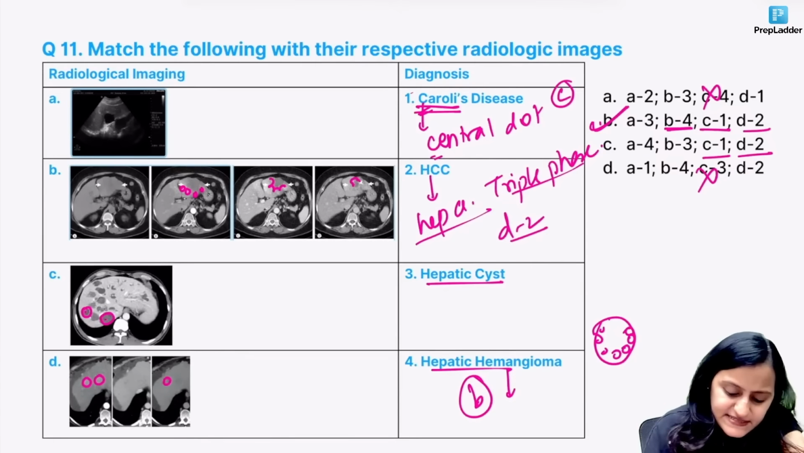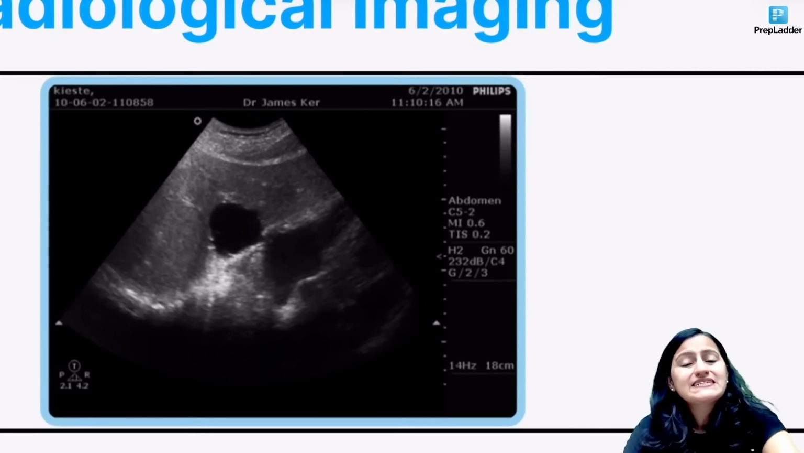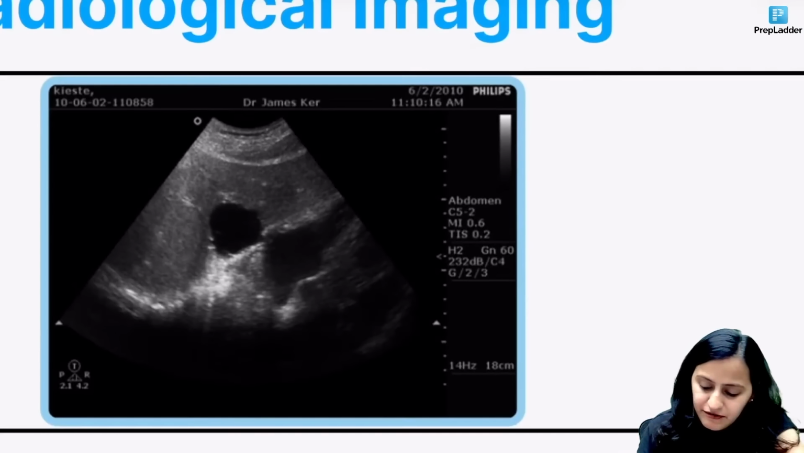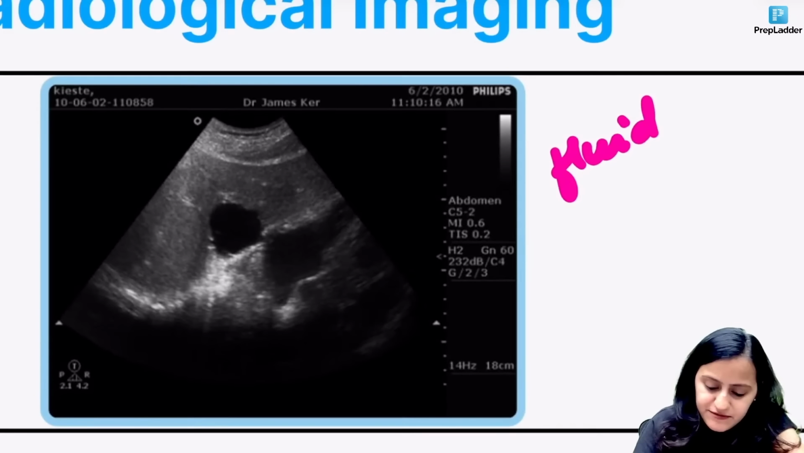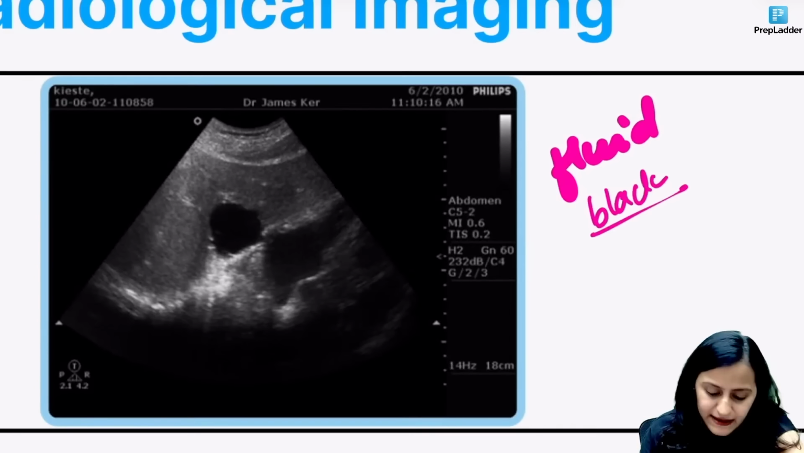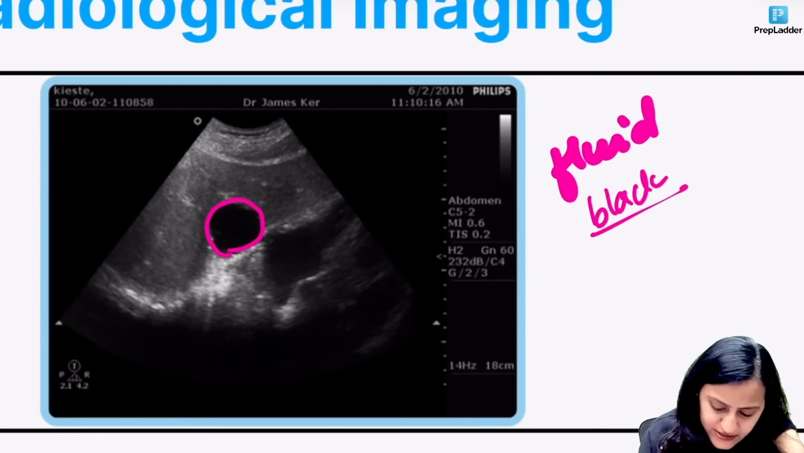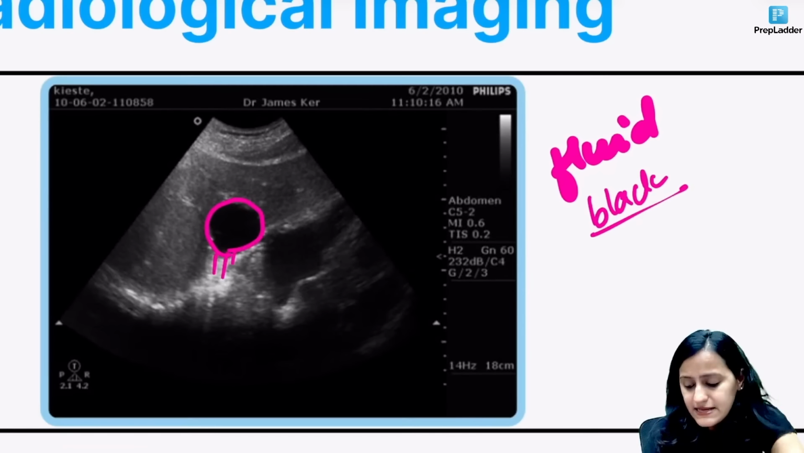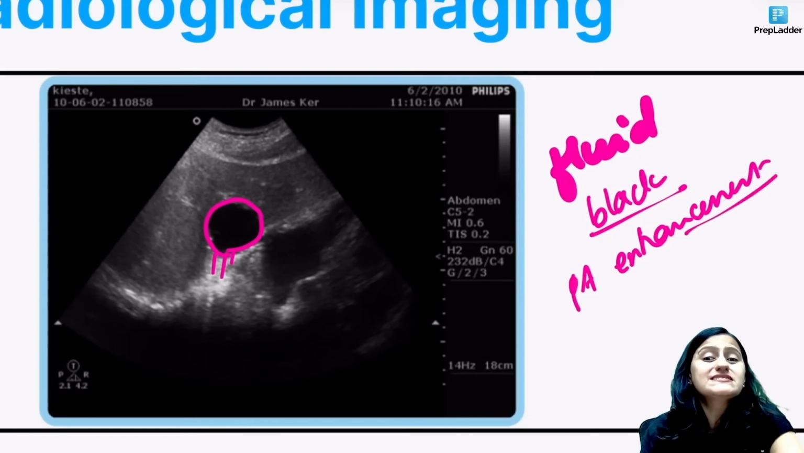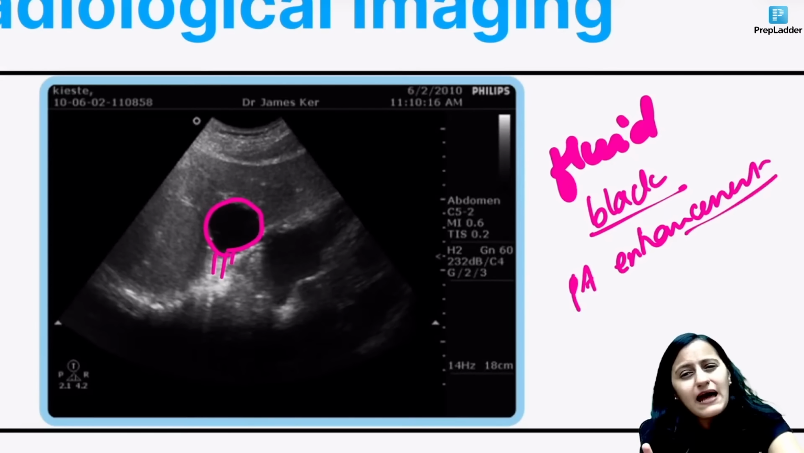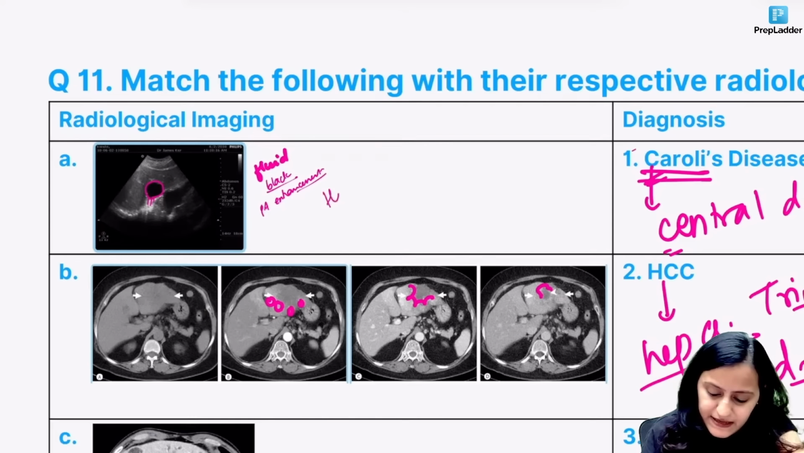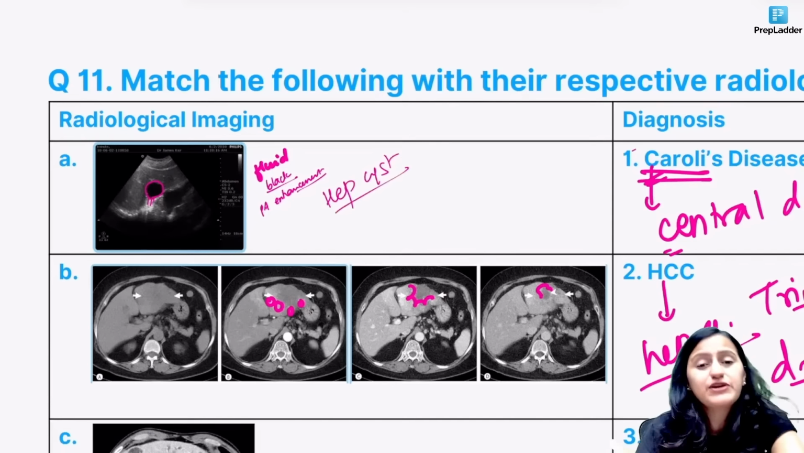And hepatic cyst, look at this image. Cyst means fluid containing pathology, fluid containing lesion. How is fluid on ultrasound? Black. Okay. So a jet black colored lesion in the liver, which has this posterior white area. Posterior acoustic enhancement is what you see with cystic lesions. So jet black is the fluid on ultrasound. So this is going to be hepatic cyst.